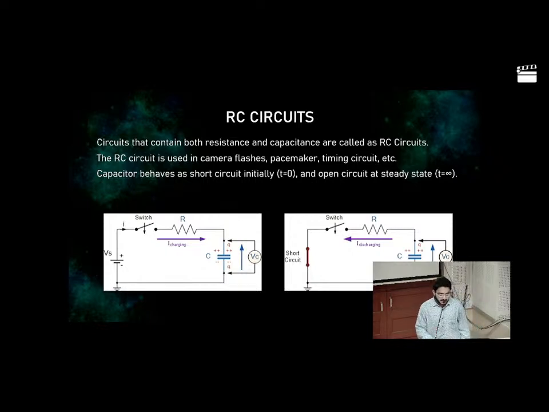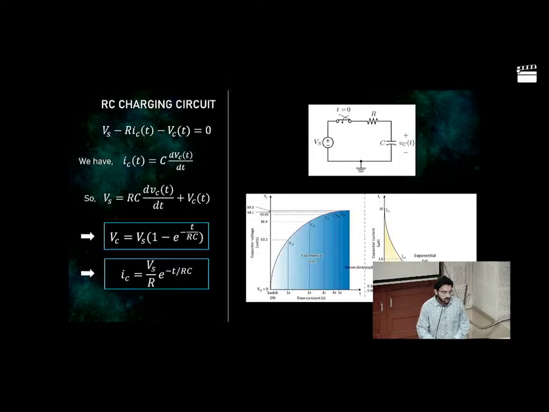Now as t tends to infinity, we know that the capacitor will behave like an open circuit. Therefore there will be no current flowing through the circuit, and the entire source voltage will appear across the capacitor. And if you go to the next slide, this is the circuit picture of an RC charging circuit.